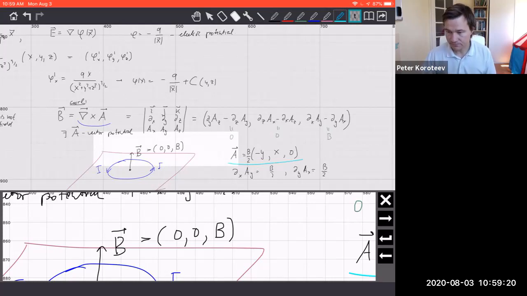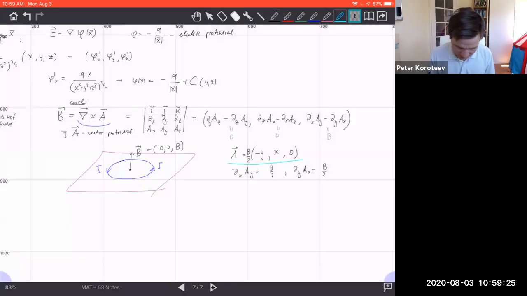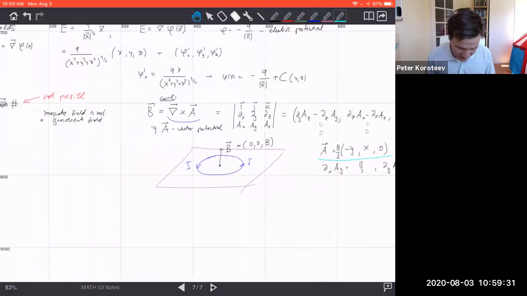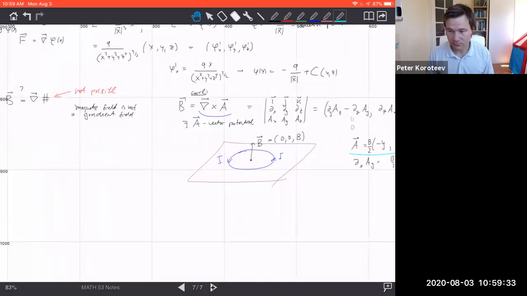Questions? Yeah. So that's another example of a vector field which is not a gradient field, but a curl field. That's what magnetic fields are. Yeah, curl isn't in 61. It's a teaser, right? Curl will be later. We'll talk about curls in more detail.